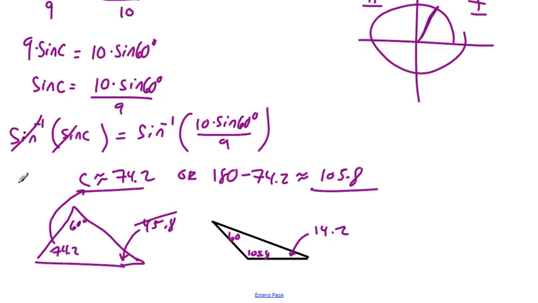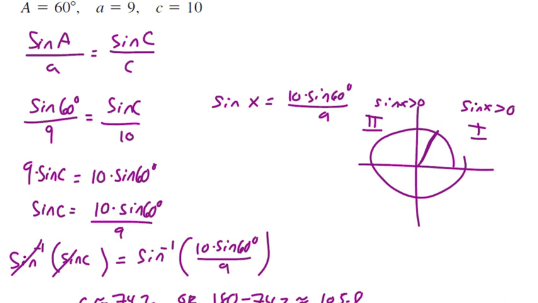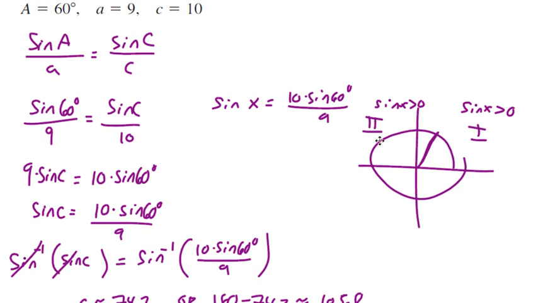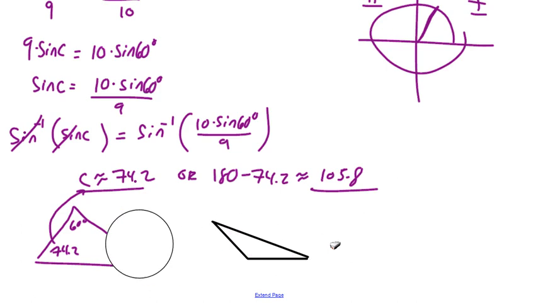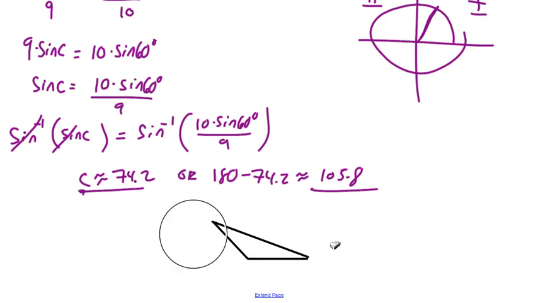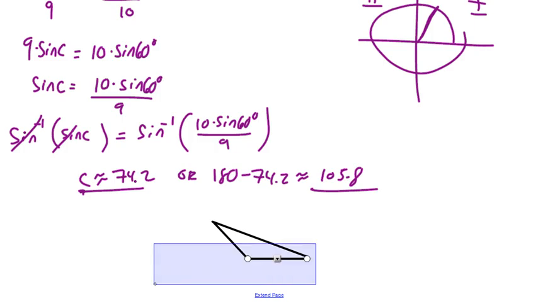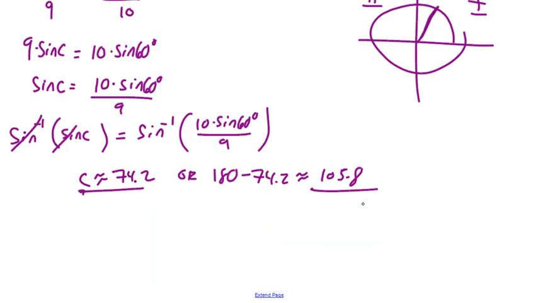If that's not really helping you out, then hopefully the unit circle will clarify it, knowing that sine is positive in both the first and second quadrants. Now that we've established that we can have two cases, I'm going to erase all this. We now need to solve our triangle for both cases.